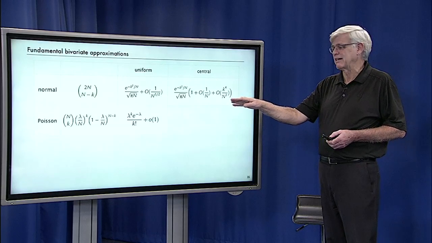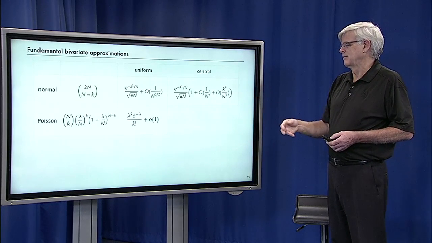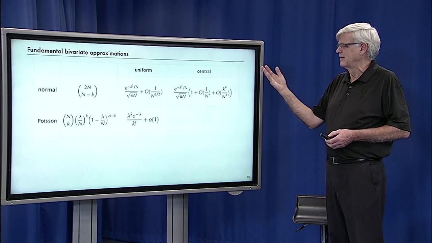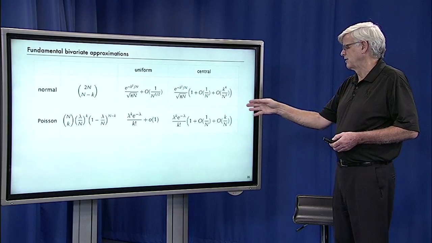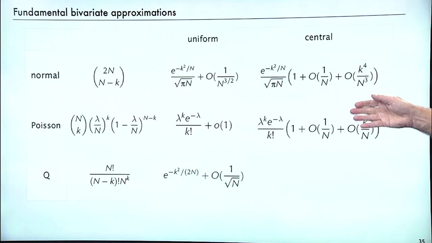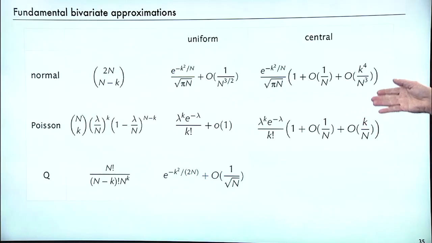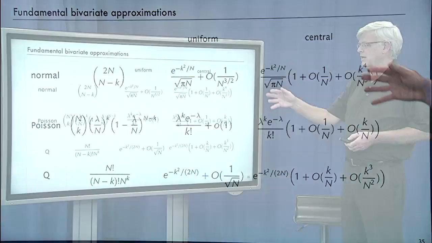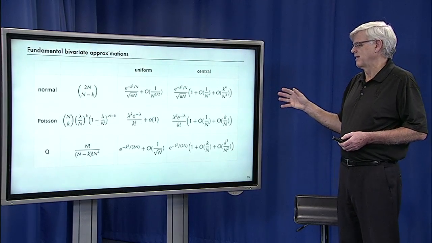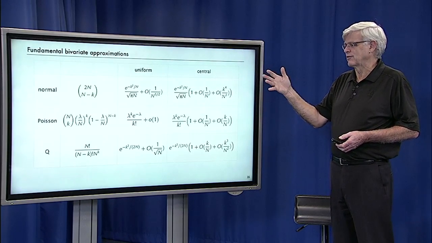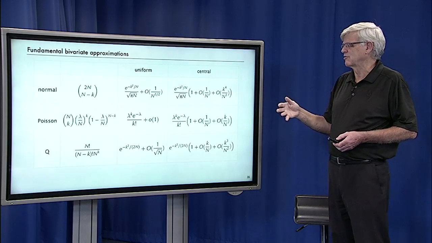Right now, just in terms of the math, you should appreciate that the very same techniques that we did on one slide will give these kinds of approximations. And the Q distribution that I talked about, e to the minus k squared over n, to within 1 over square root of n uniform, or more accurately, near the center. Those are the kinds of bivariate approximations that we can develop. And they're extremely important in not just analysis of algorithms, but in many applications.